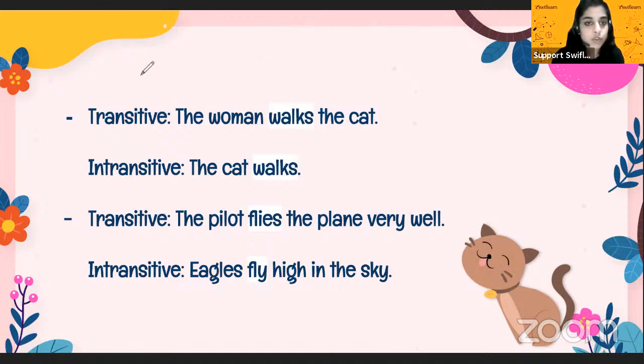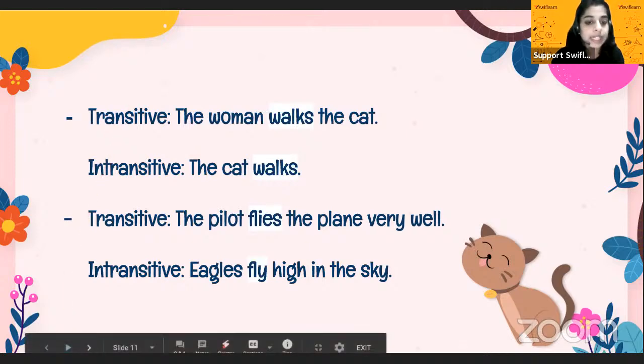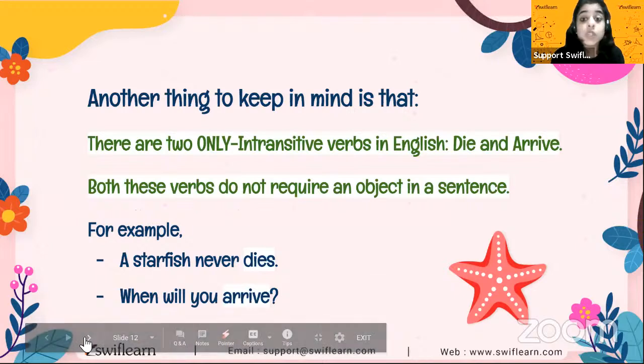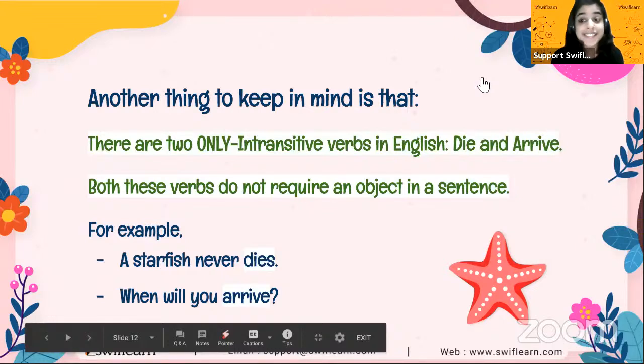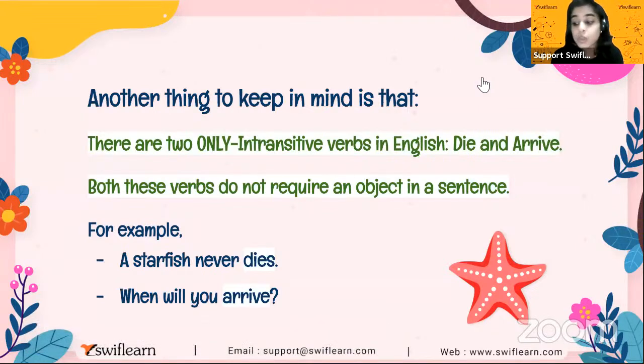Now let's move forward, and a point that we really need to keep in our mind, that there are only two intransitive verbs in English. This is a fact that should be noted by you. There are only two intransitive verbs in English. Intransitive means which don't need their object.